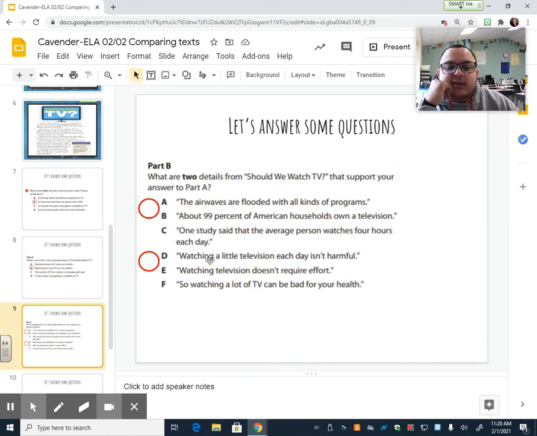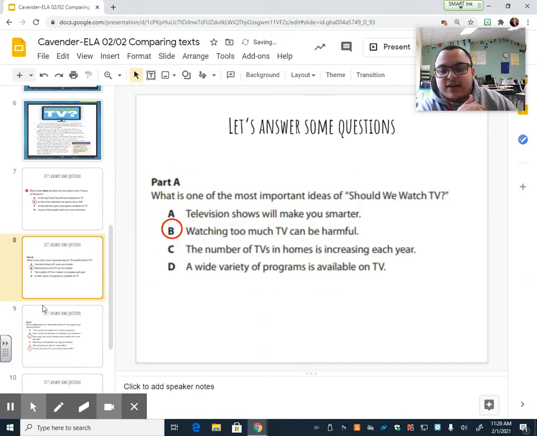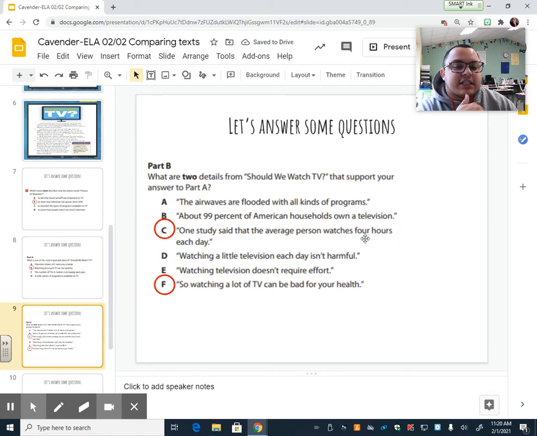Is it D, watching a little television each day is harmful? No, that doesn't tell us why watching too much TV is harmful. Is it E, watching television doesn't require effort? No, that doesn't tell us why it's harmful either. Or is it F, watching a lot of TV can be bad for your health? Well, that one automatically is, because it tells us it's bad for your health. But the other one is that, remember, it says watching too much TV can be harmful. And if someone watches TV for 4 hours a day, that's pretty harmful.